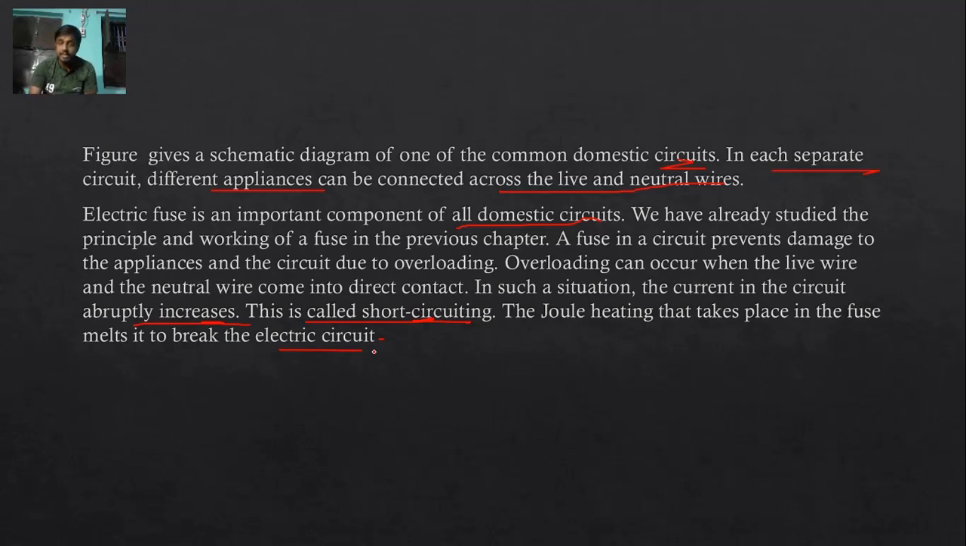If the fuse is not present, then there will be heavy damage to your appliance, and the appliance may be destroyed, and your house may catch fire also if you don't have a proper fuse and the short circuit current is very high.